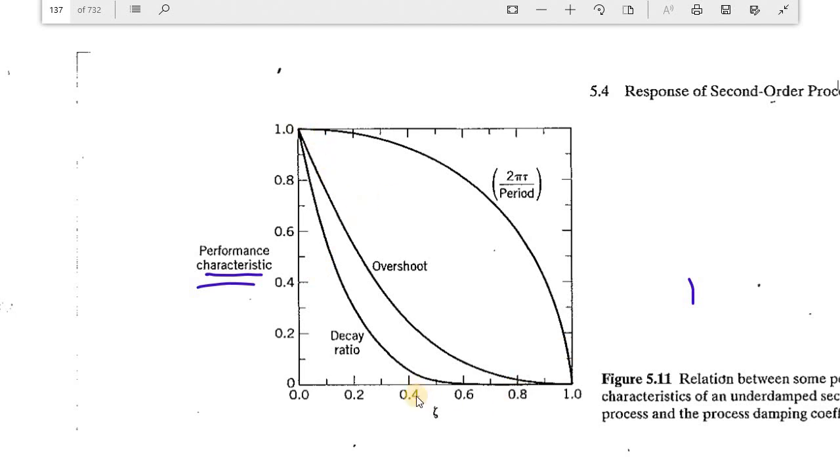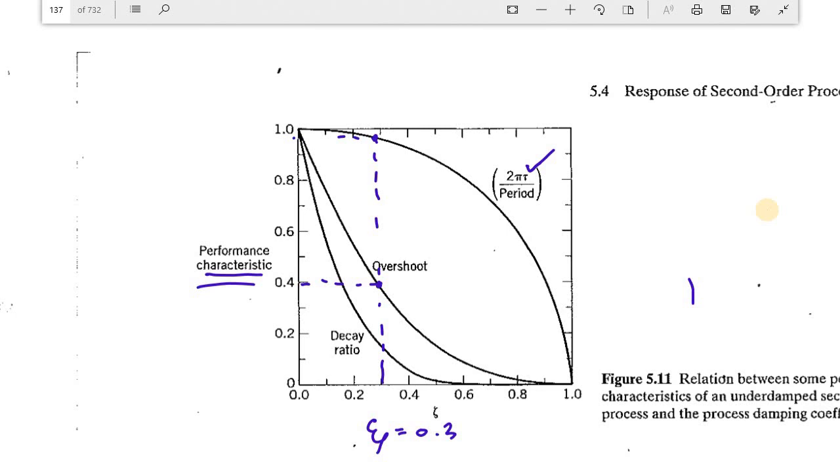In this case, I'm talking about overshoot. So if the overshoot is 0.4, you go to the performance characteristics. This is the line of the overshoot. If it's 0.4, what is the value of xi? Xi is equal to 0.3. And if xi is equal to 0.3, what will be the value of 2 pi tau over period? And we have the time period, so we can find the value of tau.